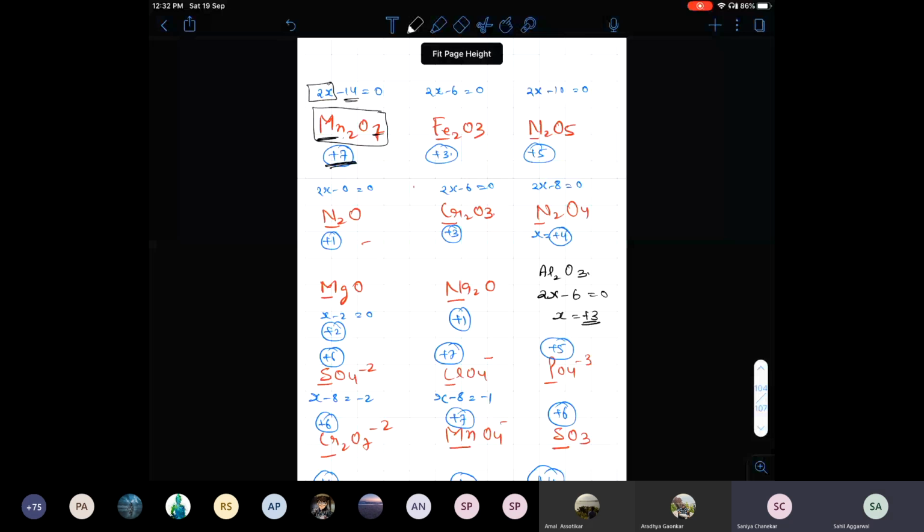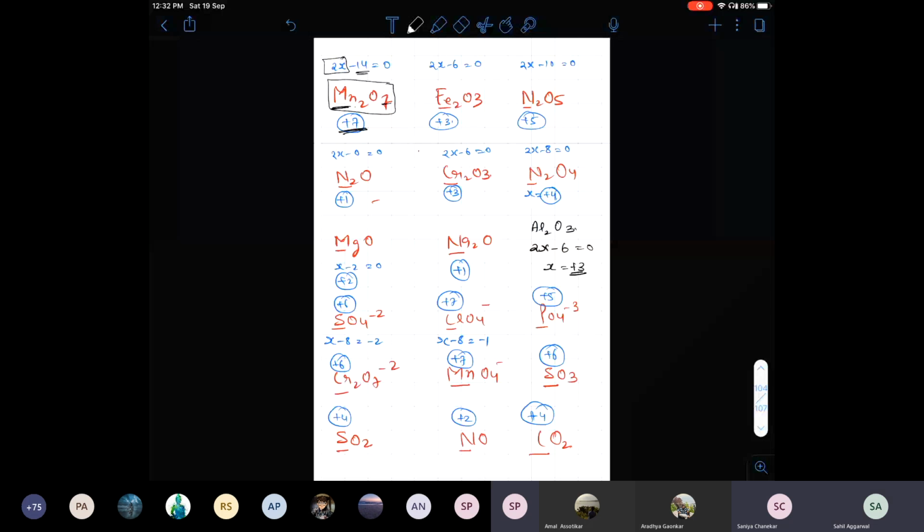Excuse me, sir, you have gone through. Yes. Below MgO, that +6 is written. It is for sulfate. Yes, it is for sulfur. Oh, sorry, sulfur. Yes. Okay, sir. Understood. Yes, sir.